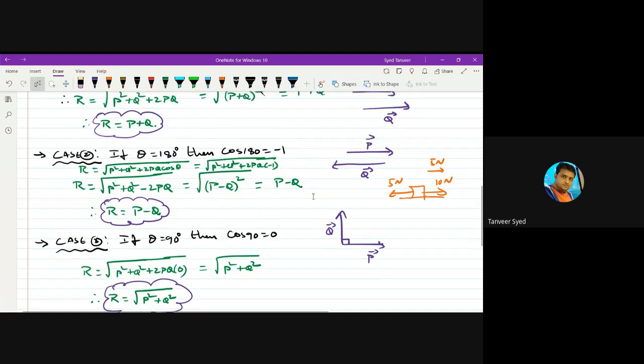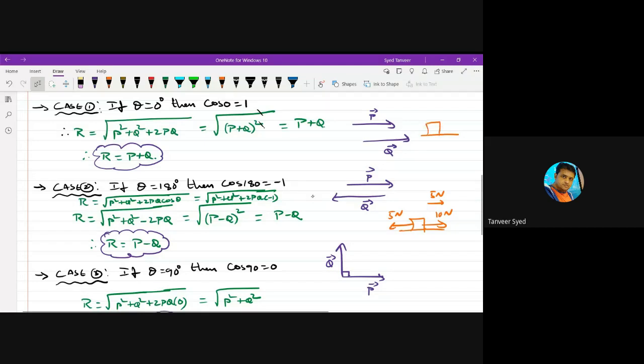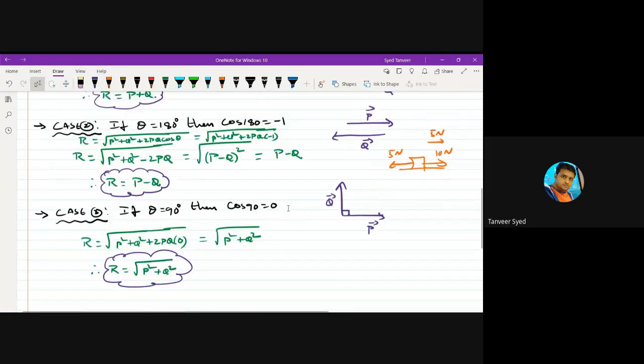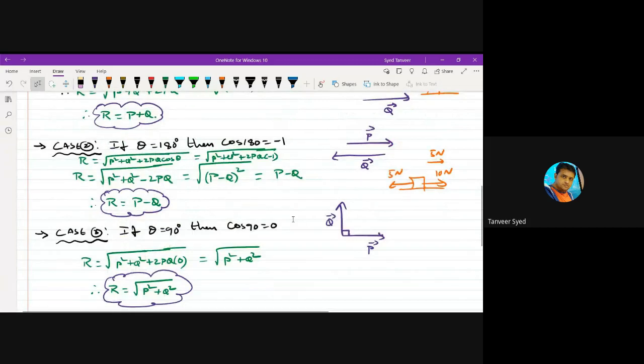And here, if I ask you, on this body, 10 Newton force is acting in this direction, another 5 Newton force is acting in this direction, then you told resultant force is 15 Newton. There also, without your knowledge, you used parallelogram law. This is parallelogram law, its mathematical treatment, and what is its purpose.